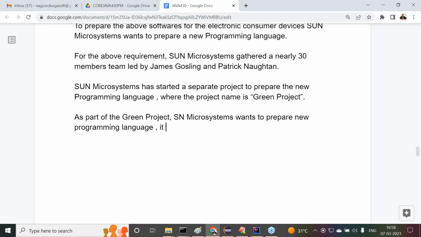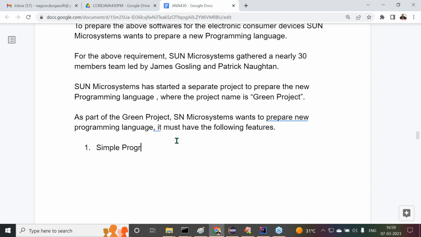It must have the following features. What are the various features which are available for this new programming language? What is Sun Microsystems thinking about it? The very first one is what? All of you observe carefully. Very first one is, it must be a simple programming language. The new programming language must be what there? A simple programming language.